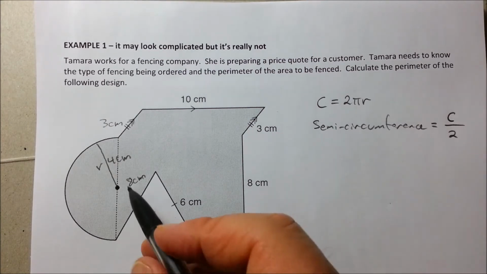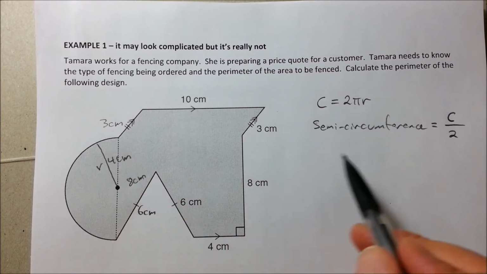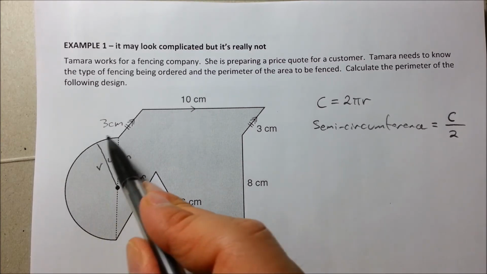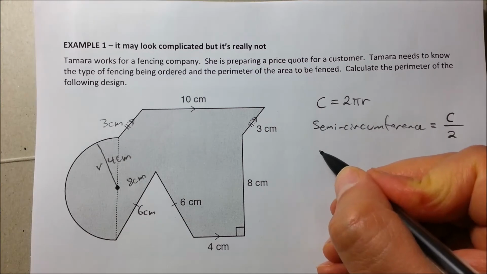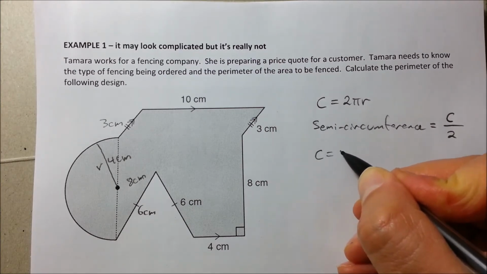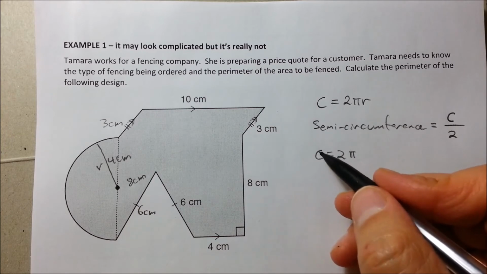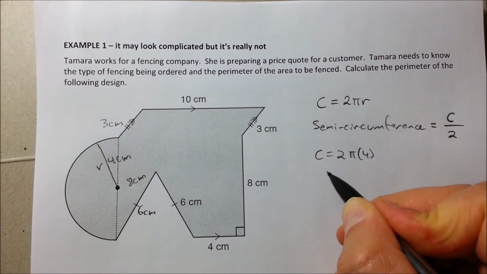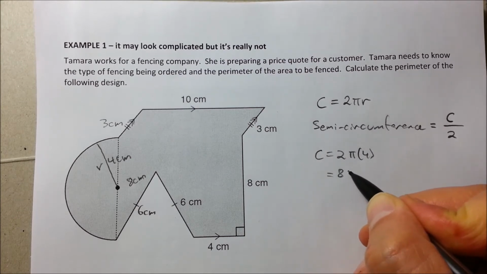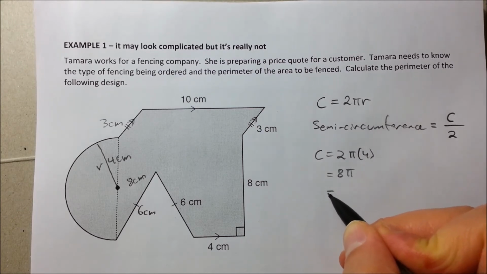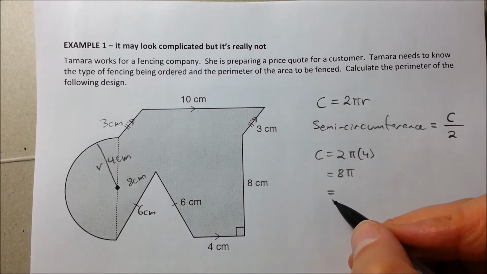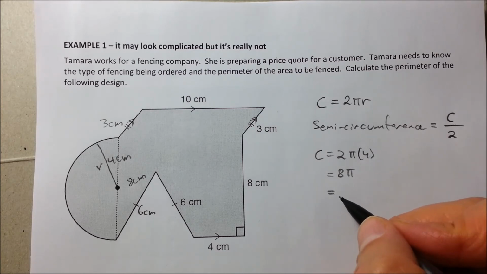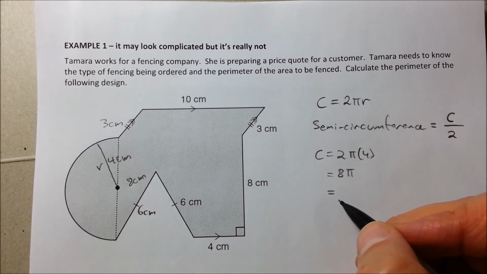Okay, so let's begin by, we pretty much have all the measurements except for this part, this side length. So let's figure that out first. So this is going to be equal to C equals 2 pi, and the radius is 4. So let's put 4 there. That becomes 8 pi. And what is 8 times pi going to be equal to? Well, that's going to be equal to 25 point and a little bit more.